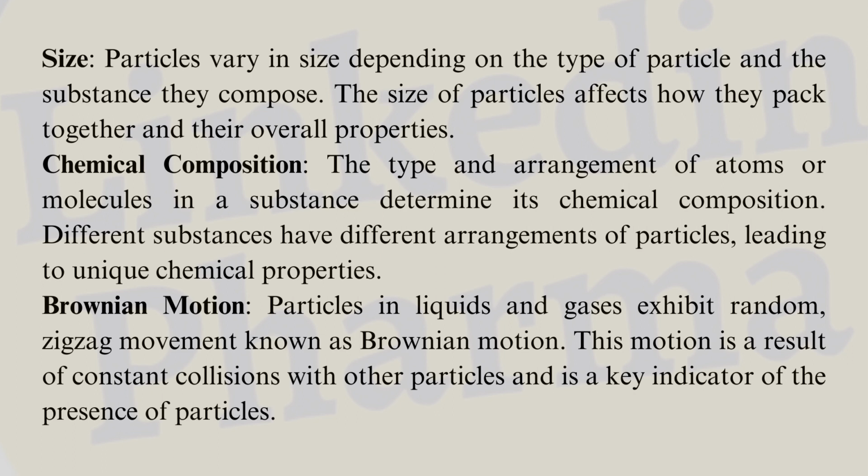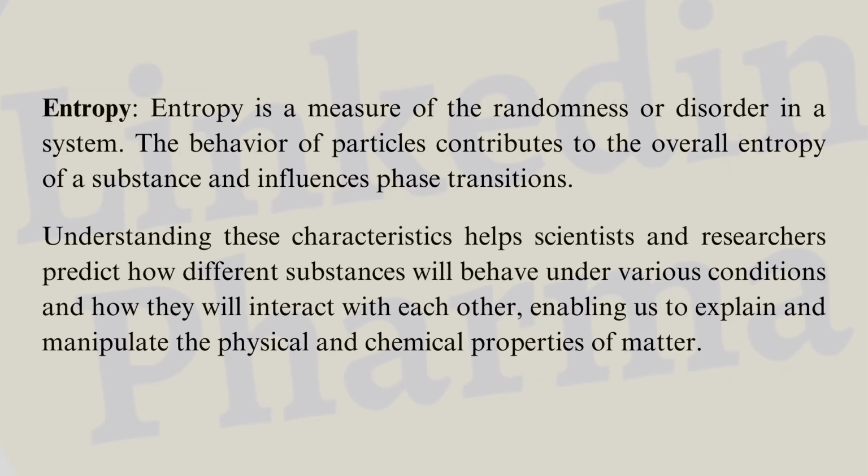10. Brownian motion. Particles in liquids and gases exhibit random, zigzag movement known as Brownian motion. This motion is a result of constant collisions with other particles and is a key indicator of the presence of particles. 11. Entropy. Entropy is a measure of the randomness or disorder in a system.